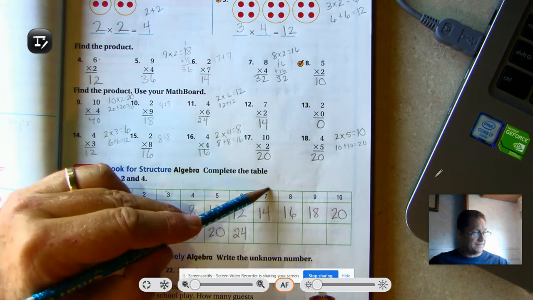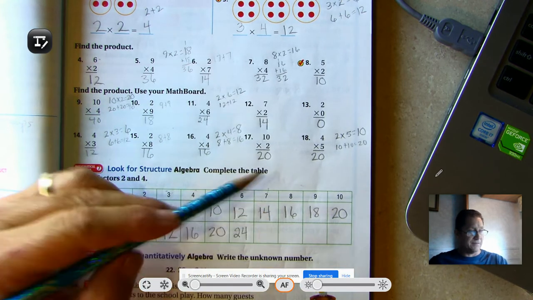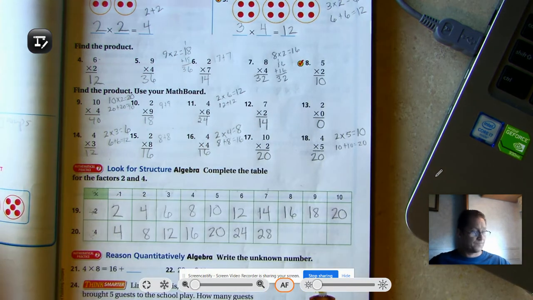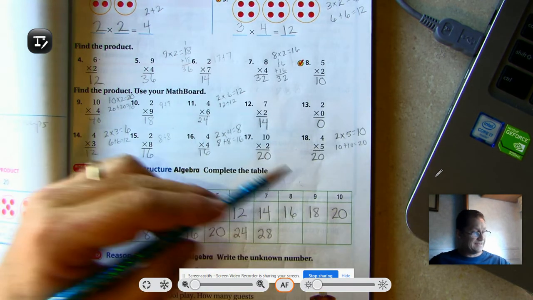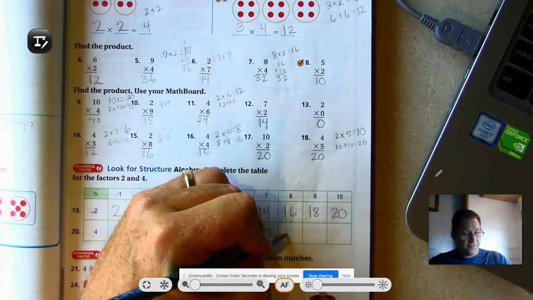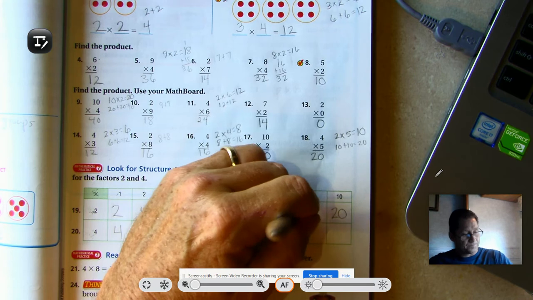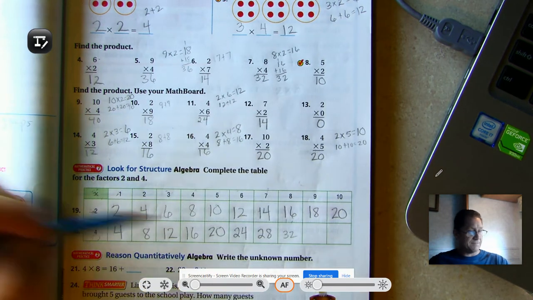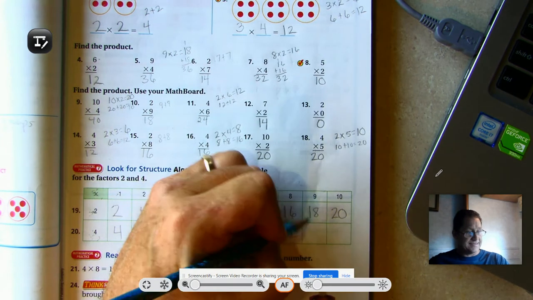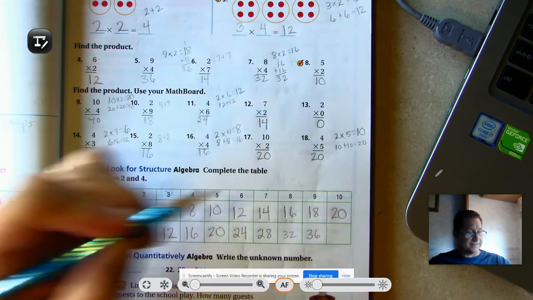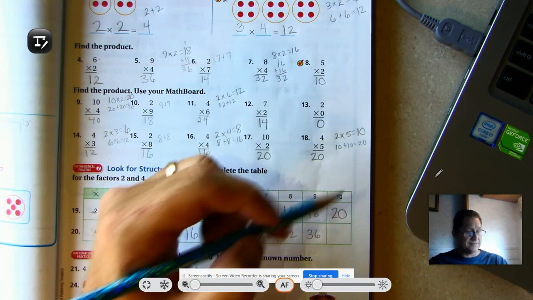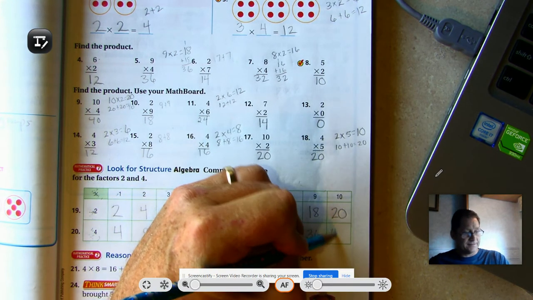4 times 7 is the same as 2 times 7 doubled. 14 plus 14 is 28. 4 times 8 is the same as 2 times 8 doubled. 16 plus 16, 32. 4 times 9 is the same as 2 times 9 doubled. 18 and 18 is 36. And 4 times 10 is the same as 2 times 10 doubled. 20 plus 20 is 40.